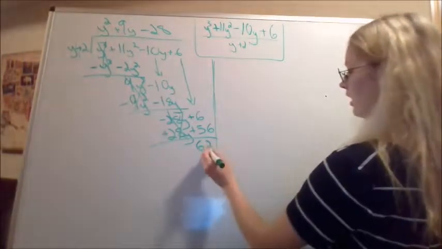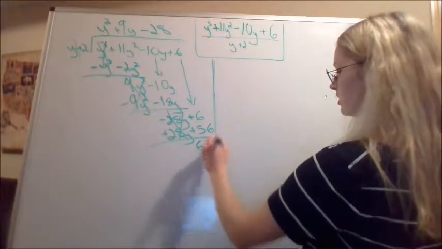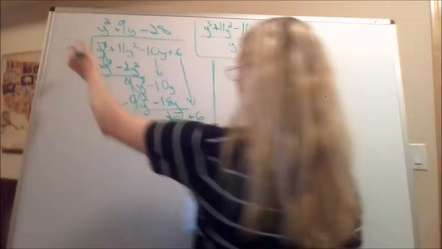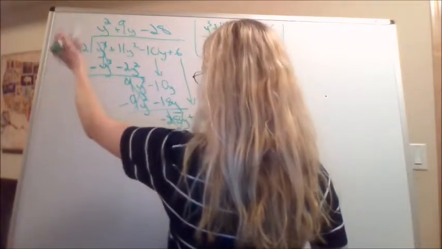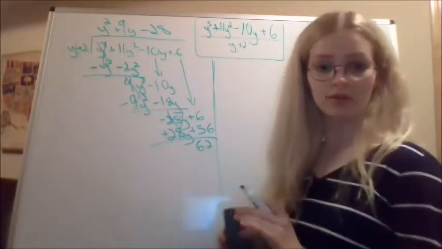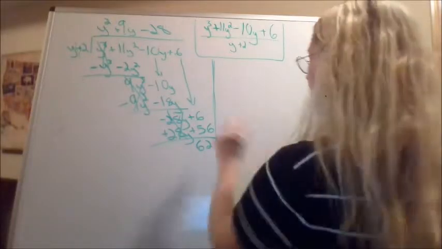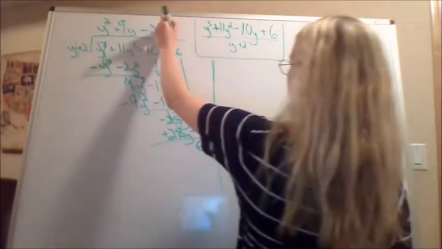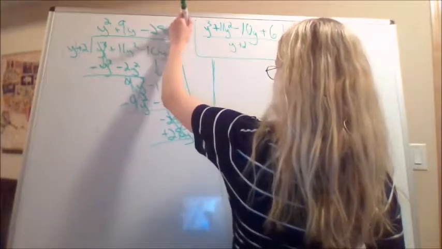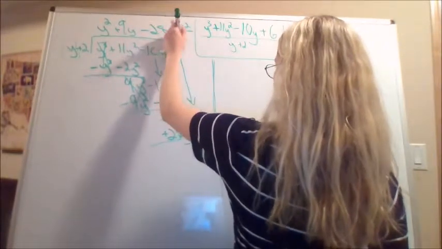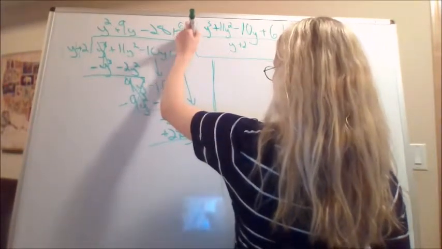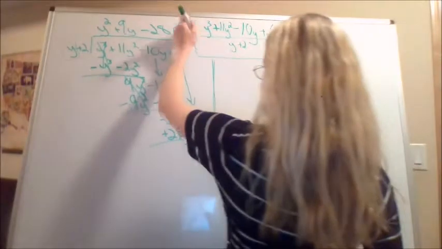62. And now since the degree of 62 is 0, and the degree of this statement, y plus 2, is 1, we can't do any more division this way. So we simply write our remainder as plus 62 over y plus 2. And this is our answer.